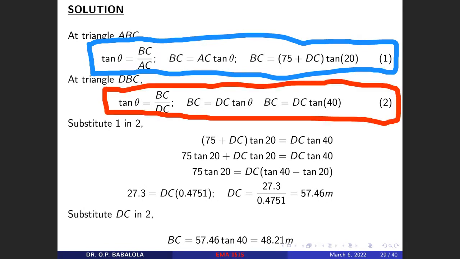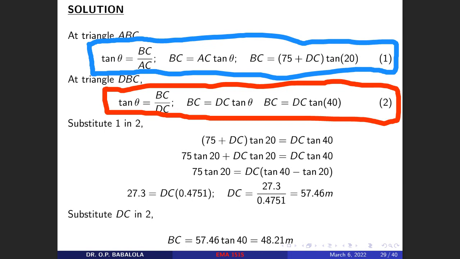So here we have two equations. The first equation for triangle ABC and the second equation for triangle DBC. All right. Now let's substitute equation 1 in equation 2. And that's what I have done here. Please do try to follow and probably solve this in your notes so you're sure the answer is correct.